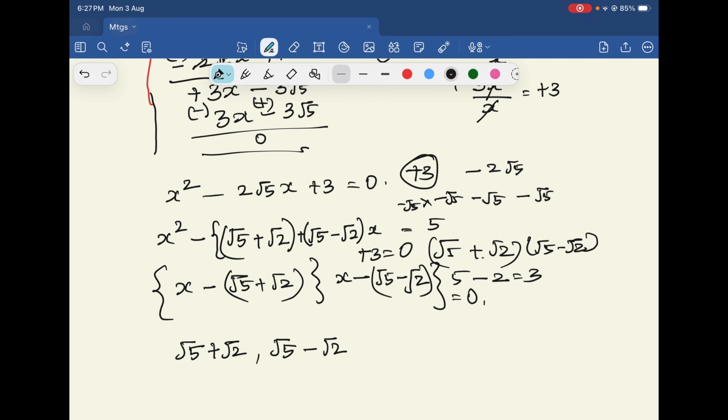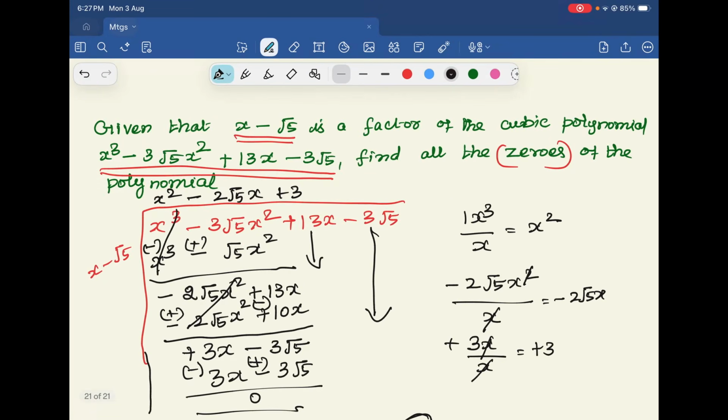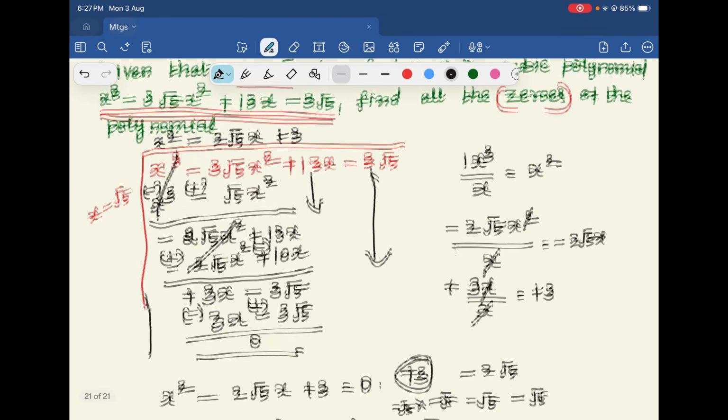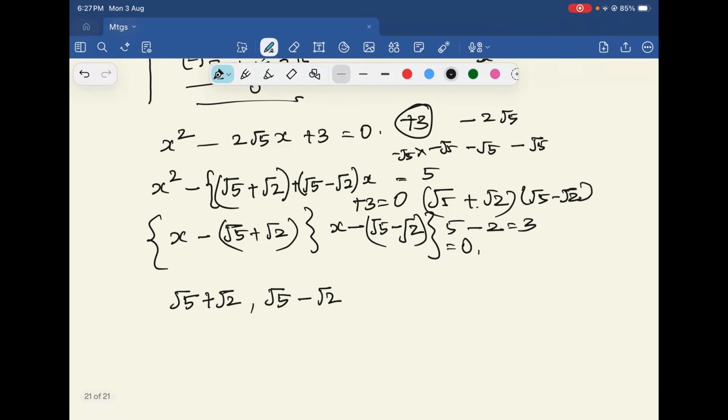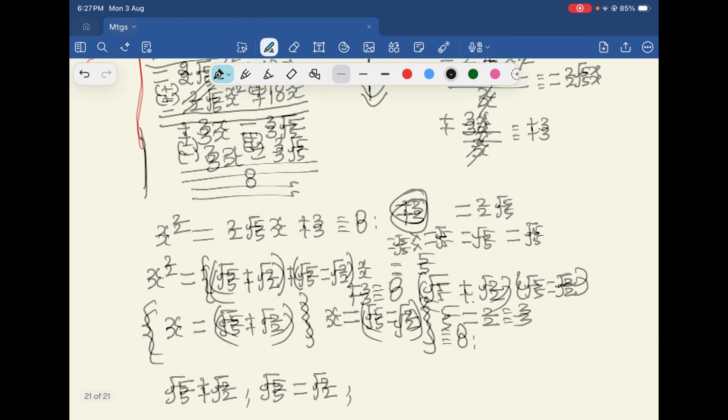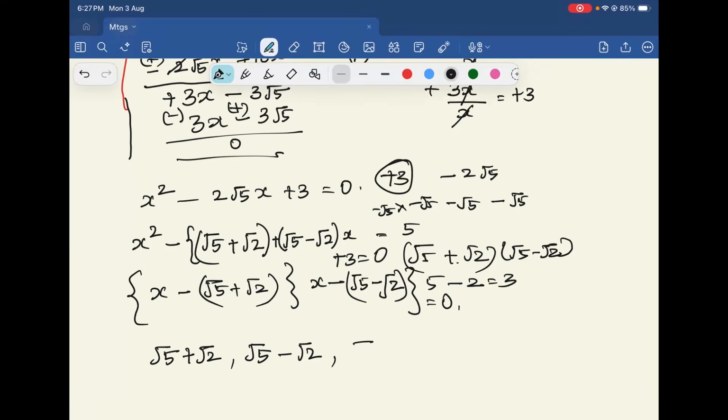What are the other zeros? It is asking to find all the zeros of the polynomial. If you write the 2 roots alone, they reduce half marks. Therefore, we have to read the question carefully. Find all the zeros. Therefore, we have to write root 5 also. So the zeros are root 5 plus root 2, root 5 minus root 2 and root 5, the zeros of this cubic polynomial. Whenever you read cubic polynomial, you have to understand that a cubic polynomial must have 3 zeros.